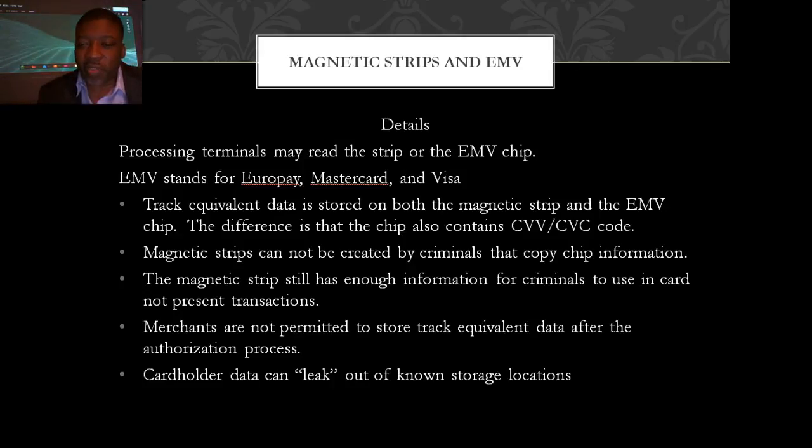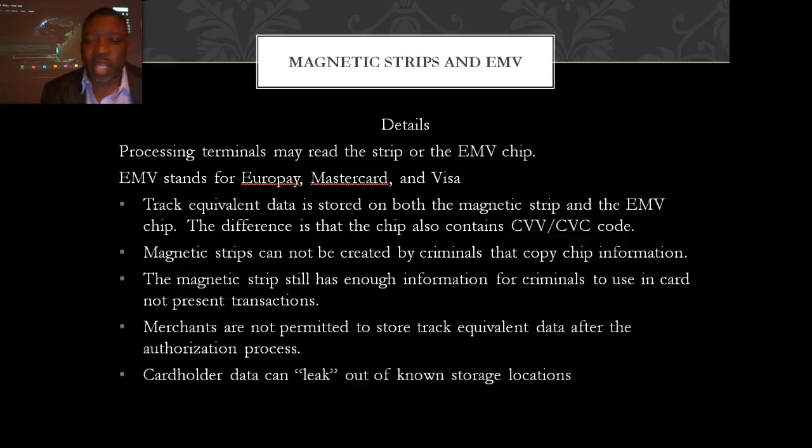The magnetic strip has enough information for criminals to use in card not present transactions. So basically what that means is if someone steals the information on the magnetic strip, they can use it to make a purchase where cards don't have to be present. For instance, if you're calling over the telephone or if you're putting information into a computer, the actual card may not be present when you're putting that information in. Merchants are not permitted to store track equivalent data after the authorization process. So after it's authorized, you're not supposed to store that information.